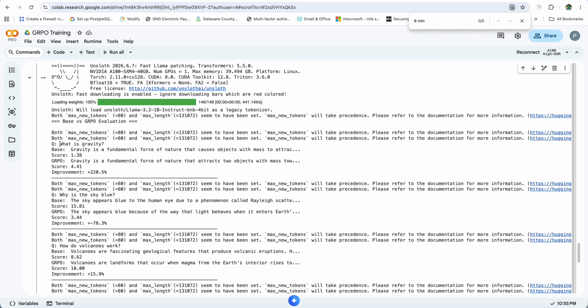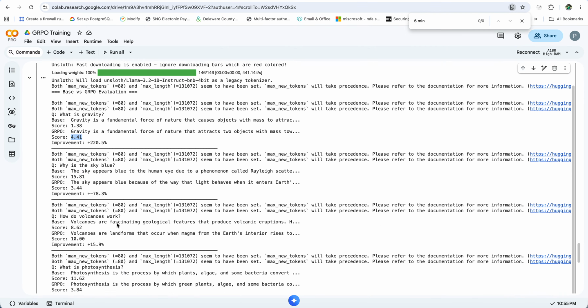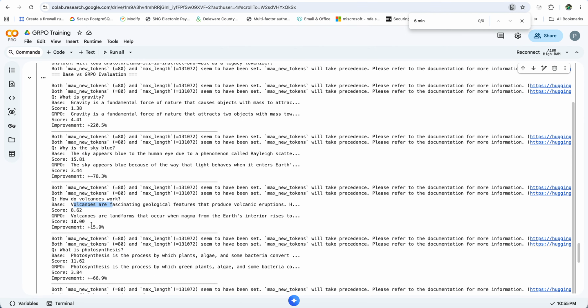So for what is gravity, the base model gave the answer, gravity is a fundamental force of nature, and GRPO created kind of the same answer, a little bit diverted. But if you see the score, the base model gave 1.38, while GRPO gave 4.41. So the improvement is almost 220.5%. The same thing holds for the other questions.